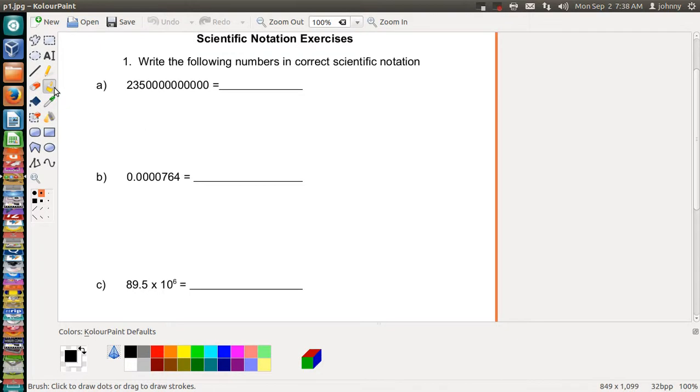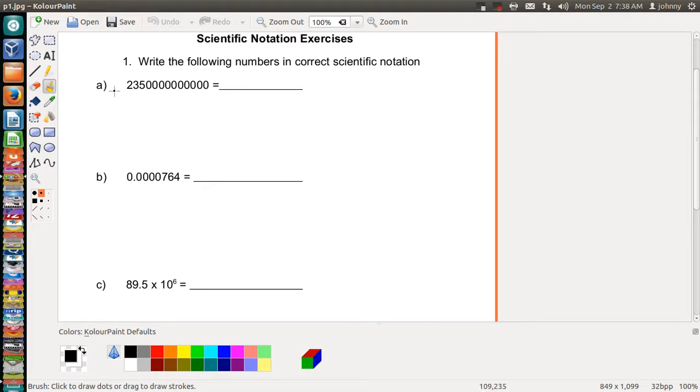Alright folks, welcome back. I just had a request to come in on working some scientific notation problems, so let's go ahead and get started with this one. In this set of problems it says write the following numbers in the correct scientific notation. There are several different ways to do this, so let's go through them.